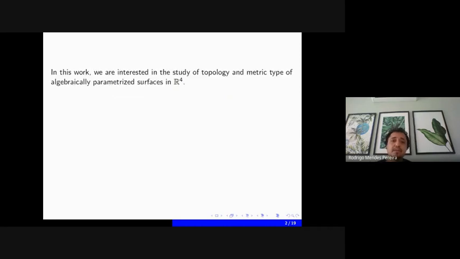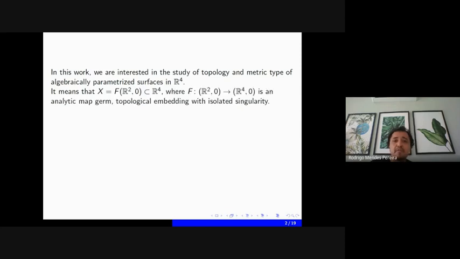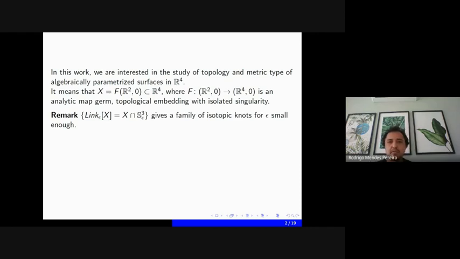In this work, we are interested in the study, in general, of the topology and the metric type of surfaces in R^4 that are algebraically parameterized. It means given as the image of a polynomial analytic map, so that this map is a topological embedding and has isolated singularities, with derivative outside of zero for some representative. And the first thing is that it makes sense to speak about topology.